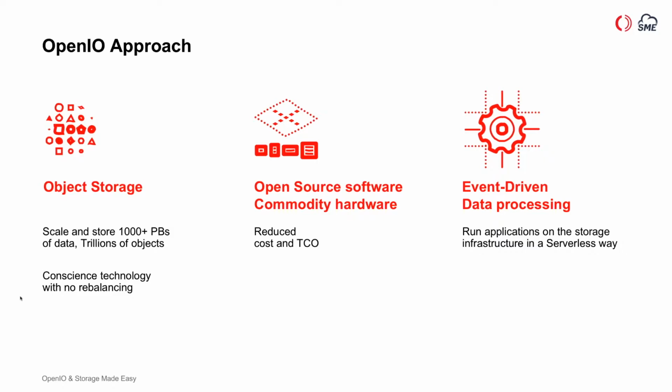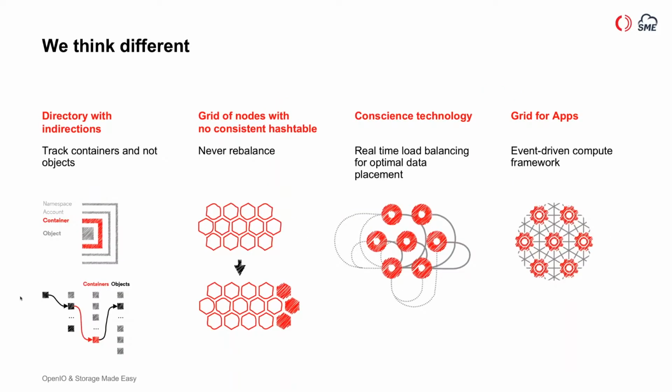But also we are open source. It means that you can download the software and install it without any limitation. It runs on commodity hardware, so x86 and ARM servers, to reduce the cost and the TCO by separating hardware acquisition from software acquisition. And we also have an event-driven data processing framework, so we can run applications directly in the object store. So why are we different?